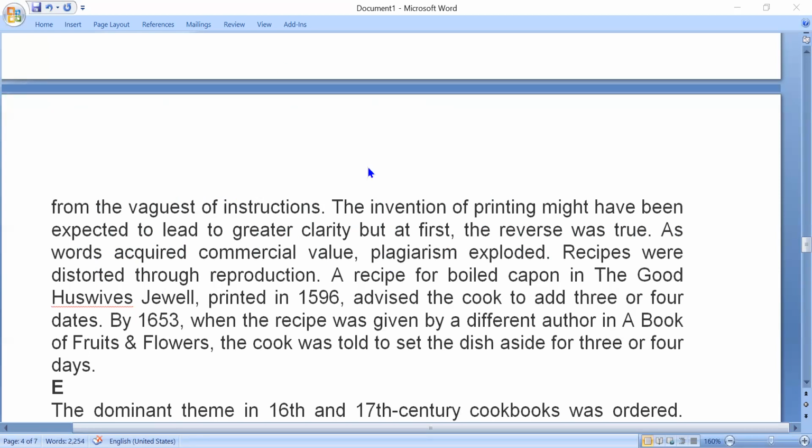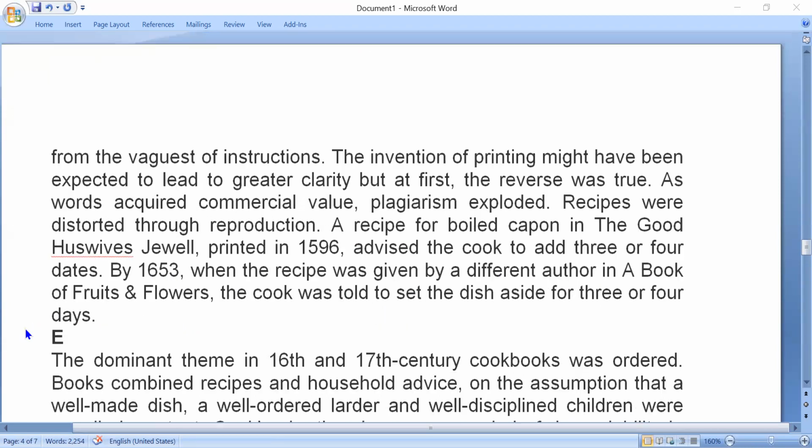Plagiarism exploded, recipes distorted through reproduction. A recipe for boiled capon in The Good Housewife's Jewel, printed in 1596, advised the cook to add 3 or 4 dates. By 1653, when the recipes were given by a different author, in A Book of Fruits and Flowers, the cook was told to set the dish aside for 3 or 4 days.